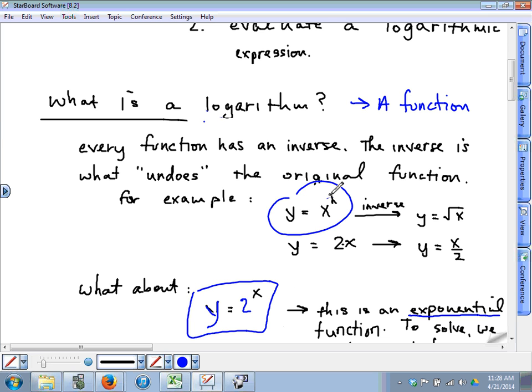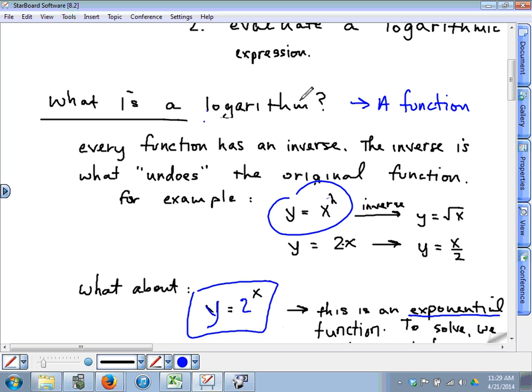Roots cancel exponents. But here, are we trying to cancel the exponent? We're trying to cancel the base, aren't we? Because if this base weren't here, then wouldn't we just have x, and that's what we're solving for? So my question is, what cancels bases? And it's not roots. Roots cancel exponents. We need to cancel a base.